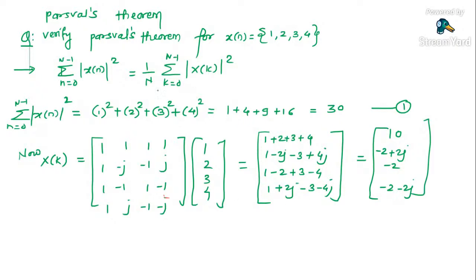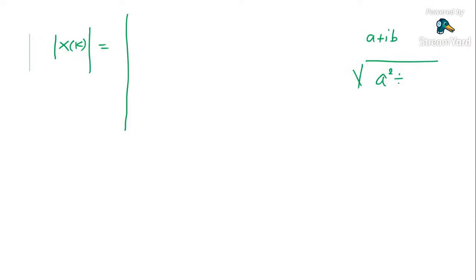Now find out the sum, 1 upon N summation k from 0 to N minus 1. That is nothing but magnitude. We have to find the magnitude of this. This is not a magnitude, it has magnitude as well as angle. So how do we find the magnitude of it? How do you find the magnitude of a complex number? The magnitude is found as the square root of a square plus b square. And what is the angle of this?